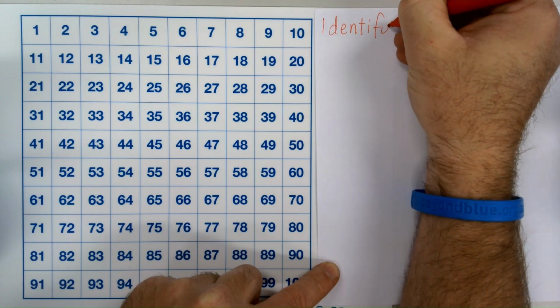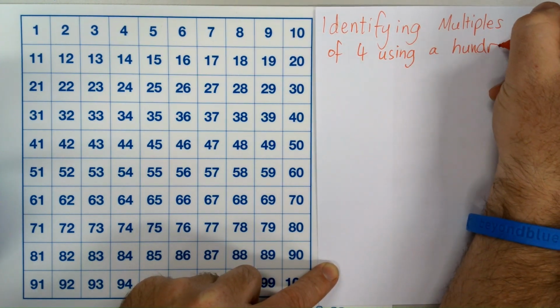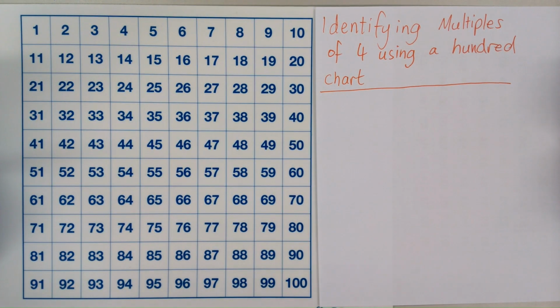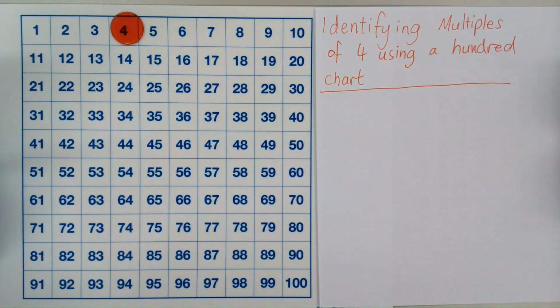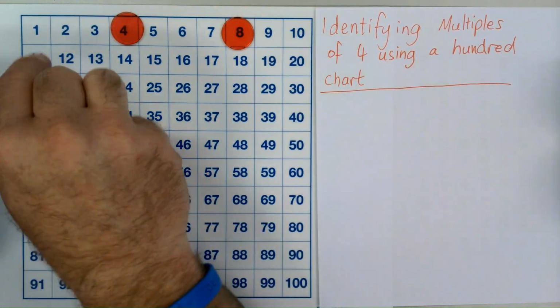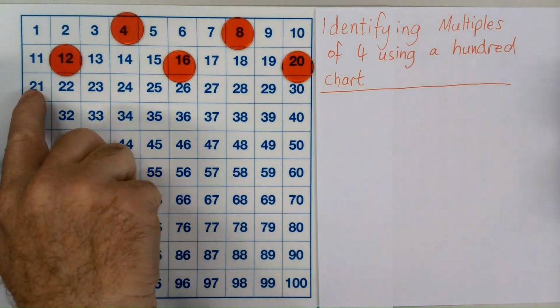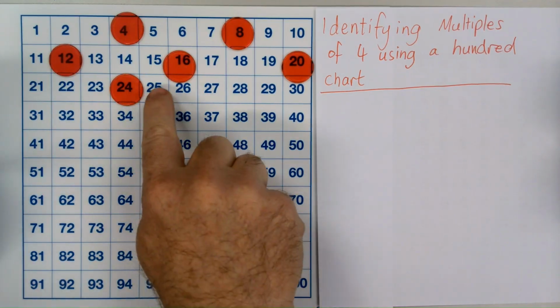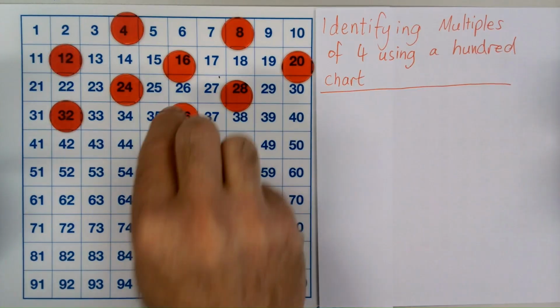So now that we've got a bit of an idea of what multiples are, we're going to use a hundreds chart to identify the multiples of 4. So using the hundreds chart to find the multiples, we start at 4 because we're looking for the multiples of 4. And then we count on 4 more, 5, 6, 7, 8. 8 is our second multiple. We count 4 more, that gives us 12. That's our third multiple of 4.